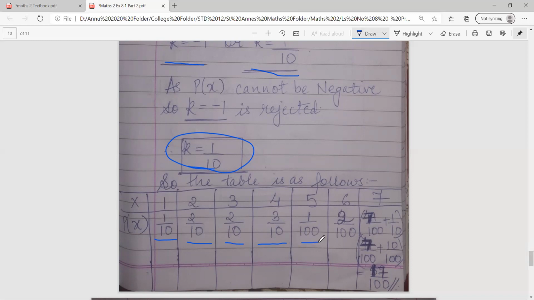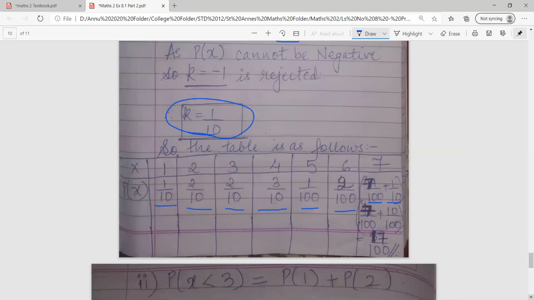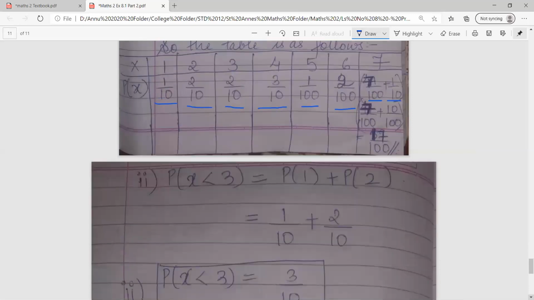The next one was 2k square. So 2 into 1 upon 100, 2 by 100. Then you had 7k square plus k. So 7 into 1 upon 100, 7 upon 100 plus 1 upon 10. Now as you can see class, the denominators are not same. So I have multiplied 10 into 10 and 1 into 10. So 10 upon 100, which gives me 17 by 100. So I hope the first part is clear to you all. Now the remaining things are very simple to understand.